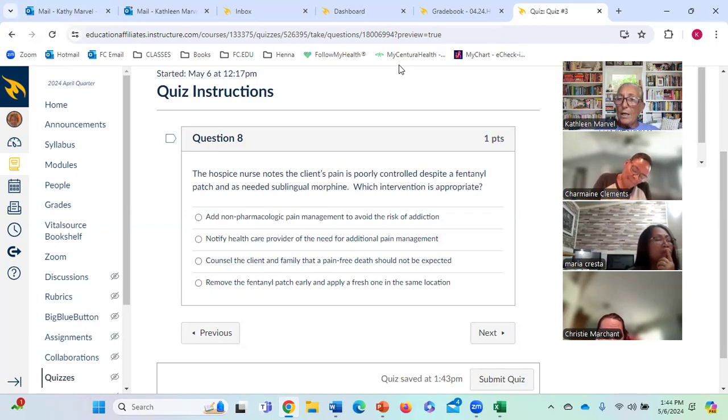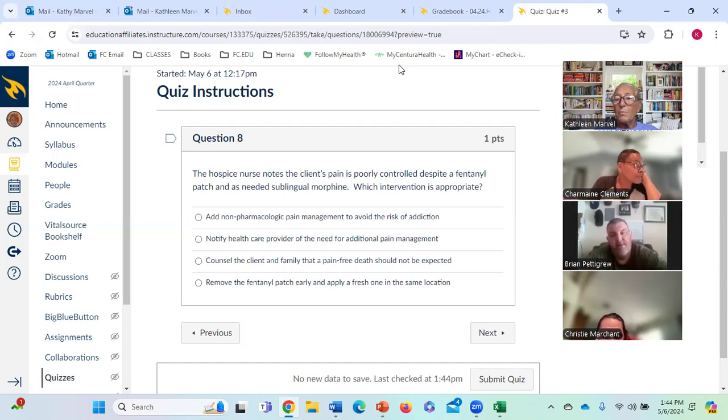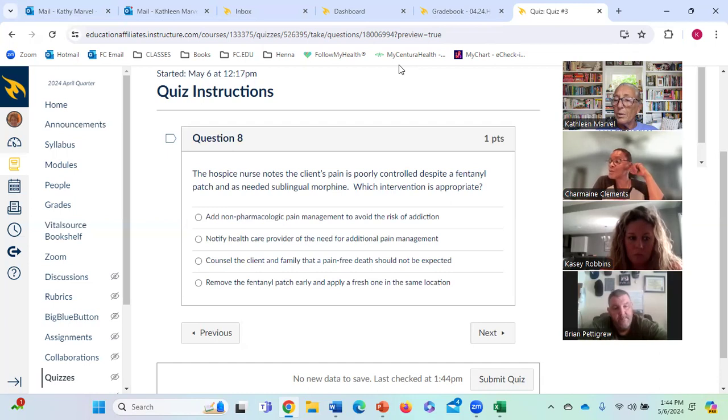Okay, we're taking care of a hospice patient, so we have to think about what's important. What's the correct answer? Notify the healthcare provider of the need for additional medication. Exactly. Because what are we striving for in taking care of hospice patients? Keep them comfortable. Exactly. We're not worried about, so add non-pharmacological pain management to avoid the risk of addiction. Are we concerned about addiction with hospice patients? No.